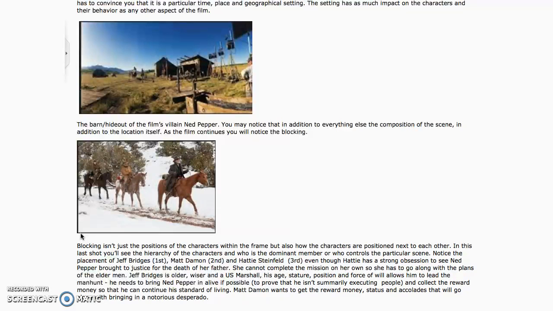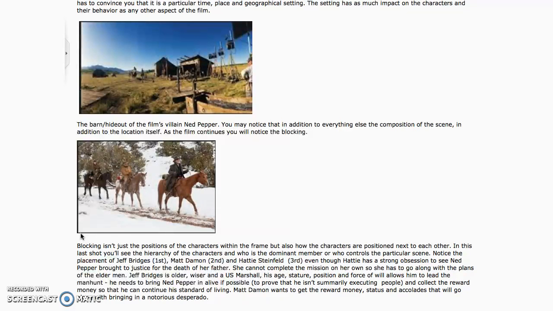In this last shot, you'll see the hierarchy of the characters and who is the dominant member or who controls the scene. With acting, you always talk about a particular scene, who owns the beat, who owns that particular scene. Well, in this particular scene, and throughout the whole film, Jeff Bridges' character is the top dog. He is the one that controls most of the scenes. And it's basically him that we're following at this point.